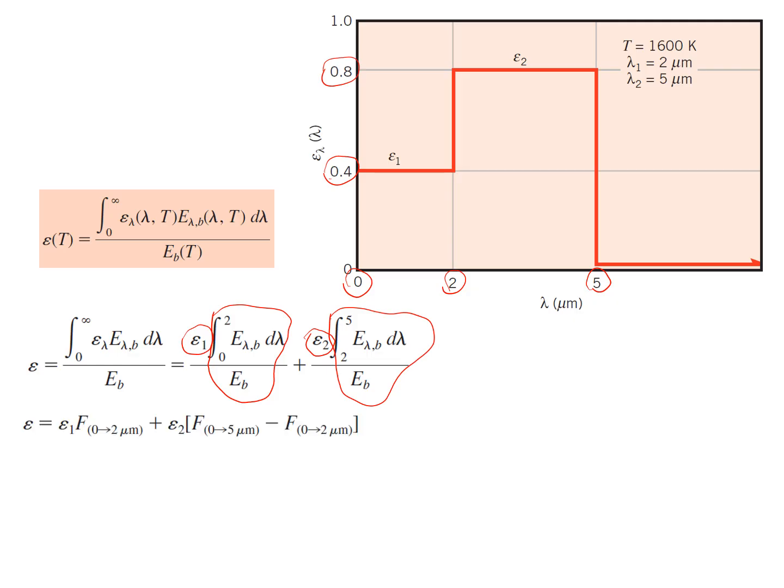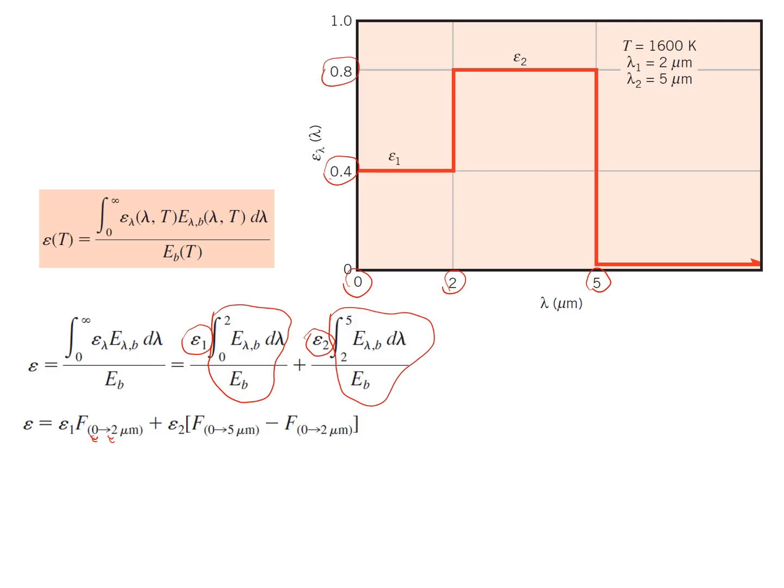So I'm going to substitute them with the F values that we came up with last time. If you don't remember how this was done, go back to the previous lecture. This F was the ratio of emission of a black body from wavelength 0 to 2 micrometer divided by the emission of a black body over the entire spectrum of wavelength. And similarly, the second one would be from 2 to 5. And we said that these F values are always evaluated as 0 to a value.